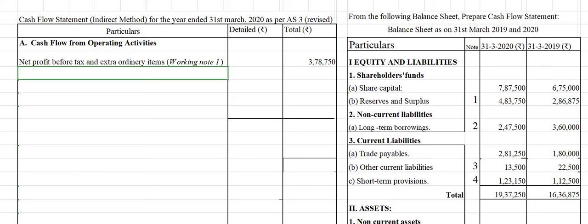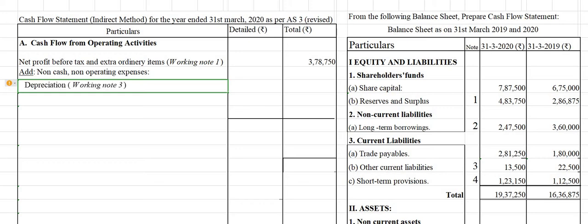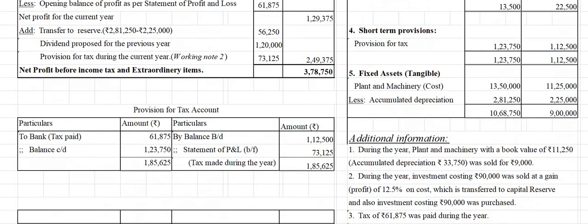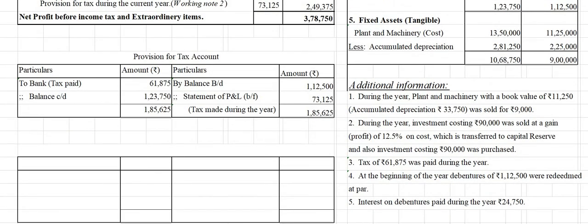Then we will add all the non-cash, non-operating expenses. One by one we can write. So first of all, let us see, depreciation is there. Let us write that one first. Depreciation we can write. Here we have depreciation. We are going to calculate here as the working note 3.